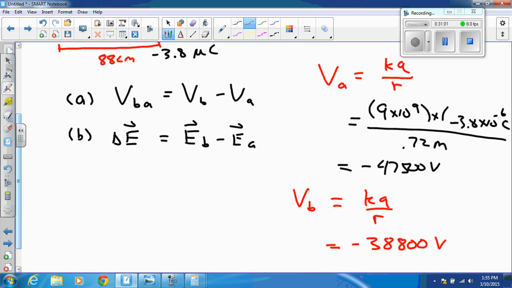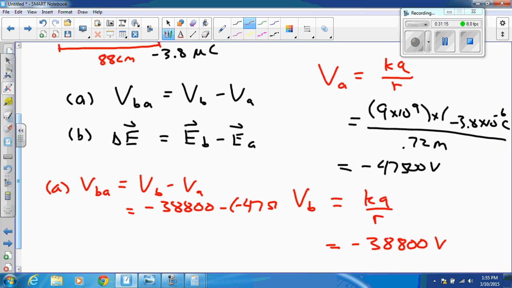And so now, for part A, VBA is simply VB minus VA, or in other words, negative 38,800 minus negative 47,500. And when the dust settles, you end up with positive 8,700 volts. Check that. 5, 7, yeah, that's right.